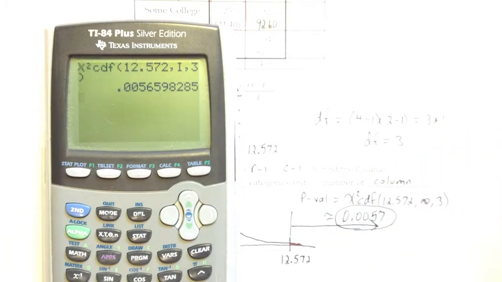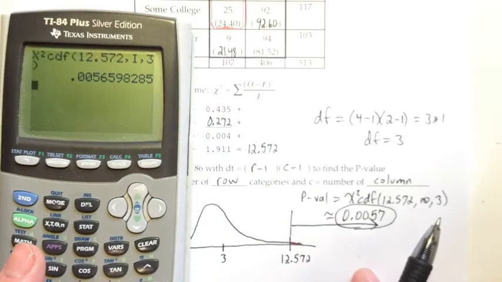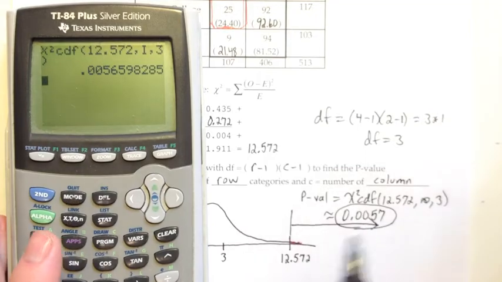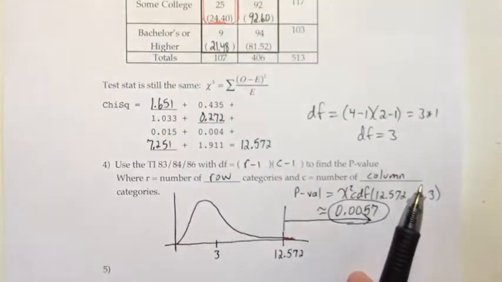To be honest with you, I almost expected an E negative something because we're so far to the right, but with a right skewed distribution you might get a little bit more area than you were expecting sometimes.